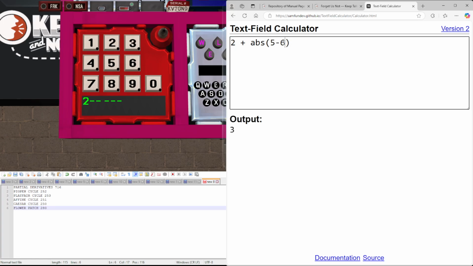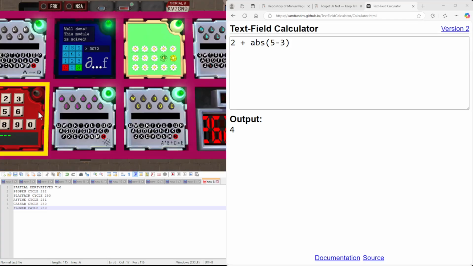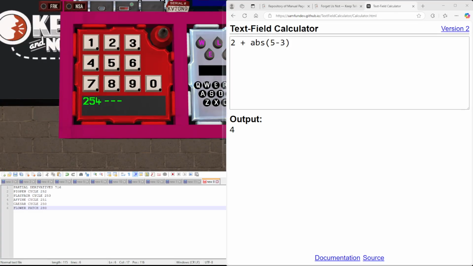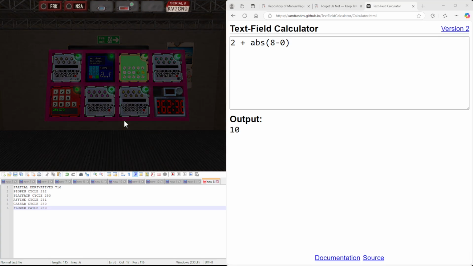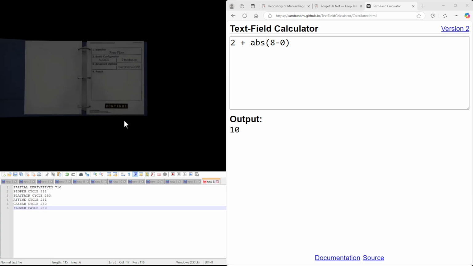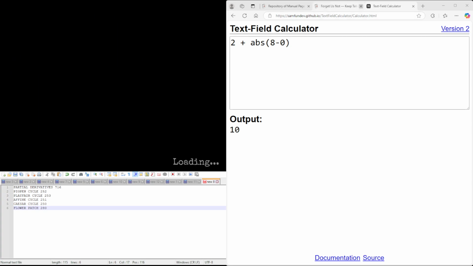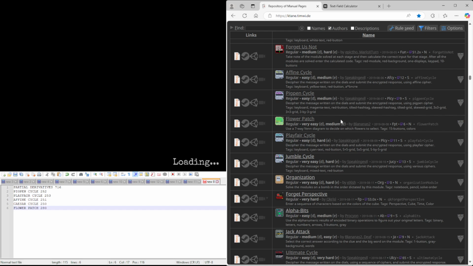2, 5, 2. 2, 5, 3. 2, 5, 1. 2, 5, 0. 2, 8, 0. Okay.